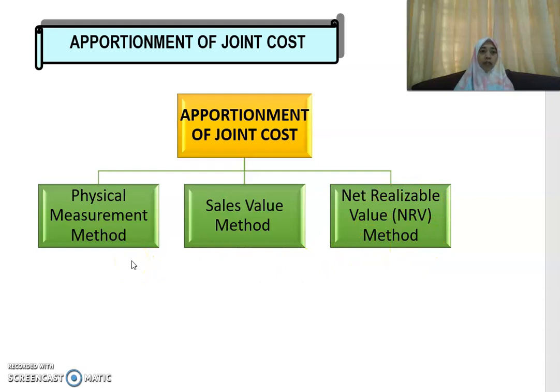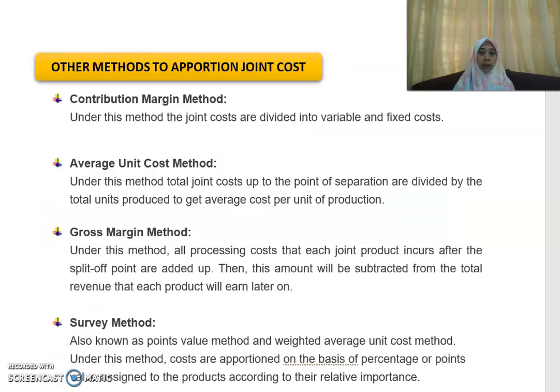It's just you want to find a certain basis or certain ratio that you want to use so that you can allocate the total joint cost to each of your joint products. Okay, for your syllabus, you need to know these three methods. However, in fact, there are other methods to apportion your joint cost. So you can read more on this.